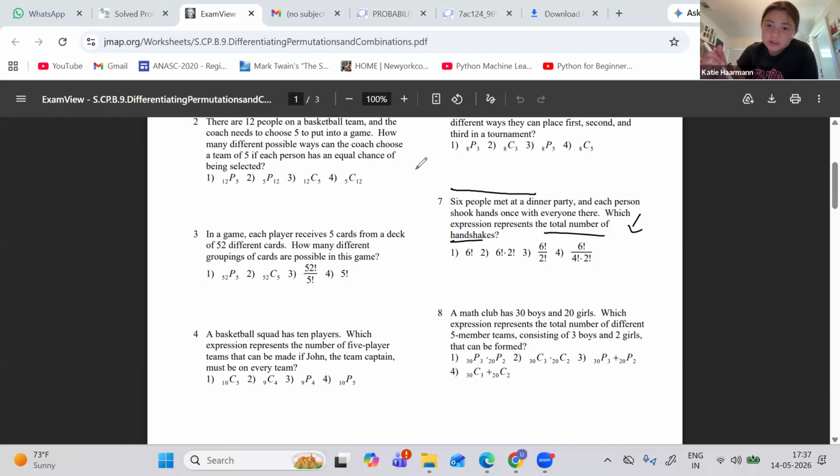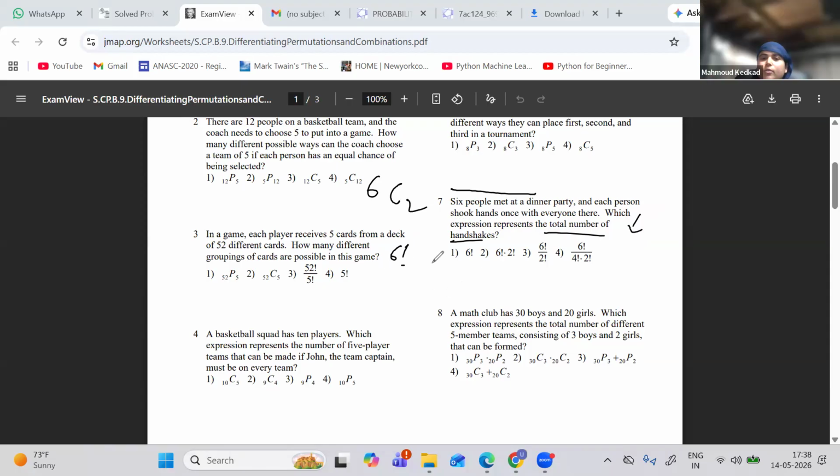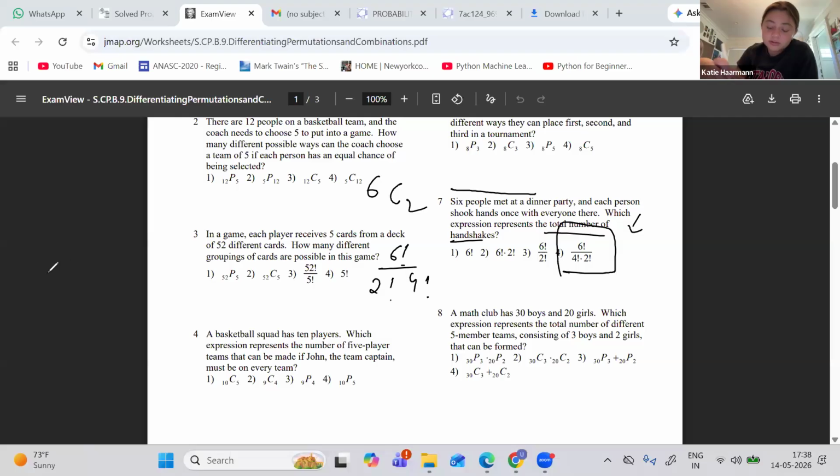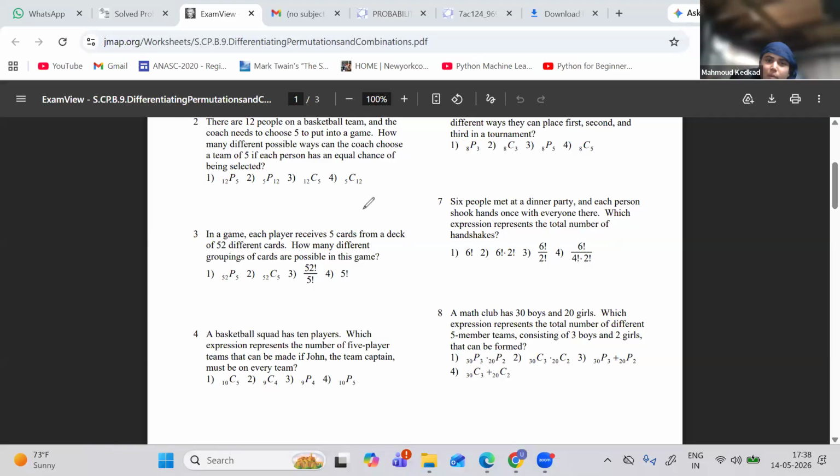Oh, 6C6. Everybody's shaking hands with everybody. How many people do you need to shake hands with at a time? 2. Two, so 6C2. And that's how you get 6 factorial over 2 factorial times 6 minus 2, that's 4 factorial. So option D. Okay. It's a very classic handshake problem. If you have n number of people, it's going to be nC2.